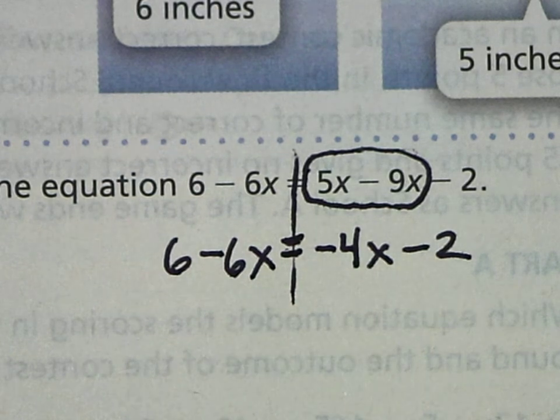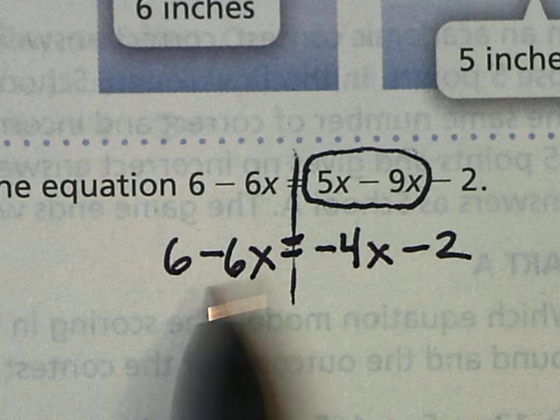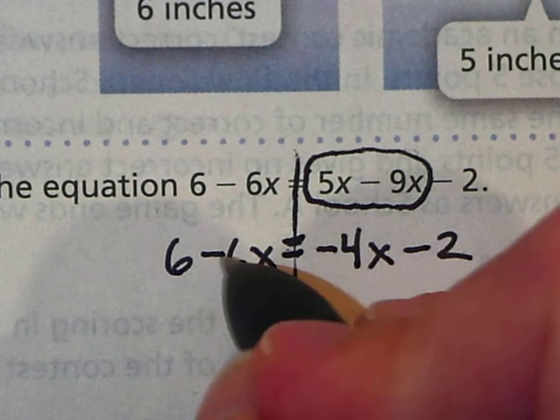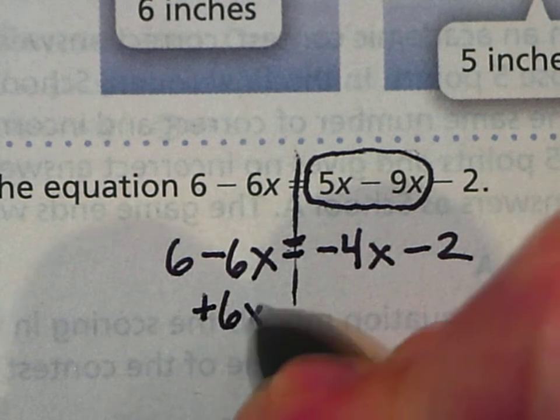Again, if you have a choice, move the smaller one. Which is smaller, negative 6x or a negative 4x? The negative 6x is smaller, so instead of subtracting 6x, I'm going to add 6x.